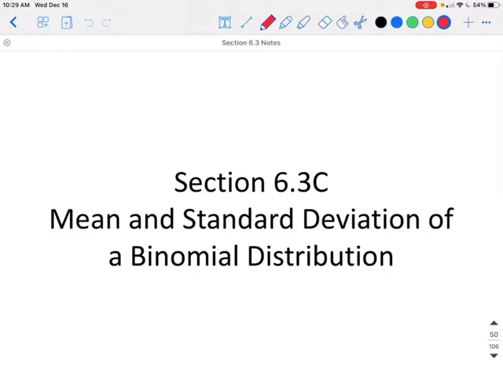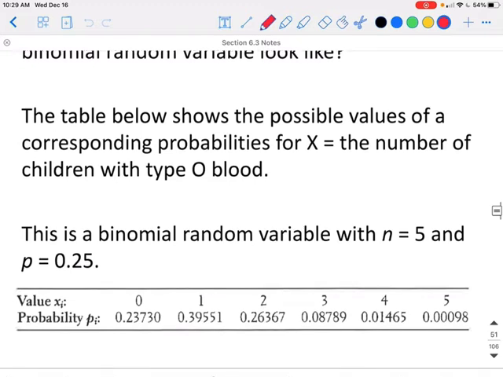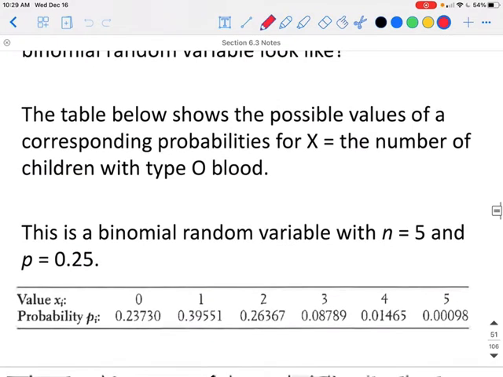This is section 6.3, part C, mean and standard deviation of a binomial distribution. What does the probability distribution of a binomial random variable look like? The table below shows the possible values and corresponding probability for x equals the number of children with type O blood.